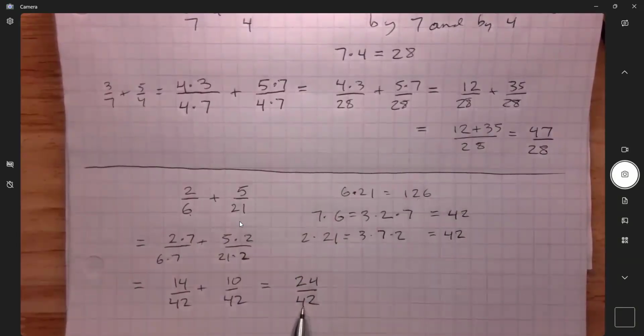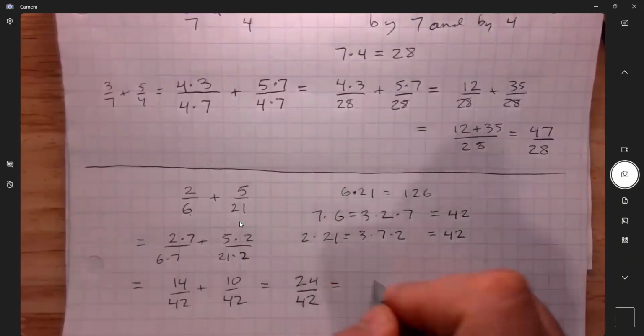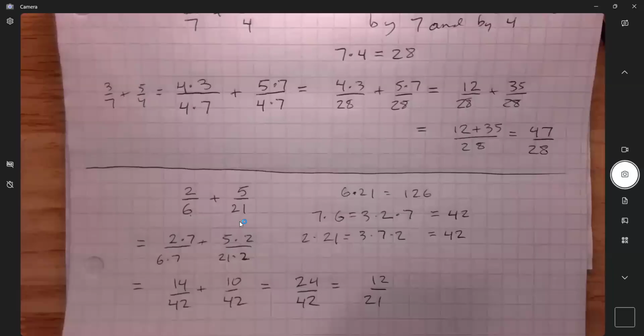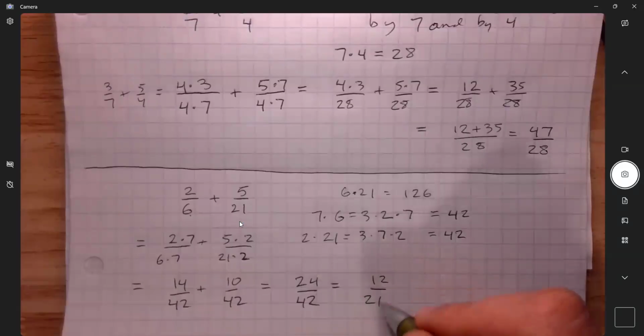One other thing to say about that: the top and the bottom are both even, so I could reduce. 24 is 2 times 12 and 42 is 2 times 21. So in this case, I could actually reduce it and make it a fraction with a smaller denominator.